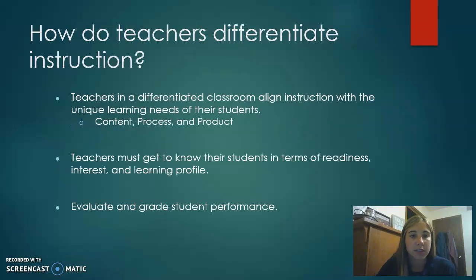Moving on to the next slide, how do teachers differentiate instruction? Teachers in a differentiated classroom align learning needs to the students, for example, content, process, and product. When teachers differentiate content, the same concept or skill is taught to each student, however, the curriculum used might be different for each student.